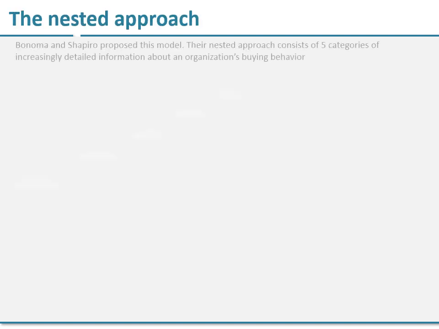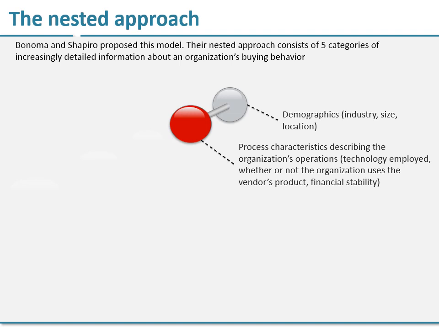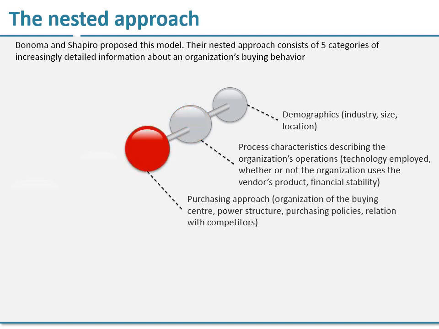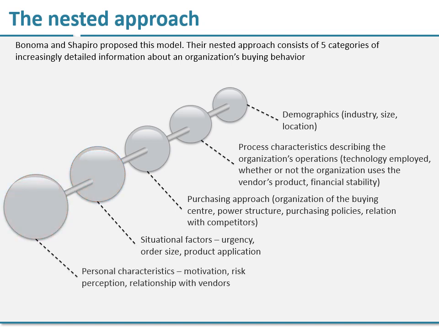The nested approach. Bonoma and Shapiro proposed this model. Their nested approach consists of 5 categories of increasingly detailed information about an organization's buying behavior: demographics, industry, size, location; process characteristics describing the organization's operations, technology employed, whether or not the organization uses the vendor's product, financial stability; purchasing approach, organization of the buying center, power structure, purchasing policies, relation with the competitors; situational factors, urgency, order size, product application; personal characteristics, motivation, risk perception, relationship with the vendors.